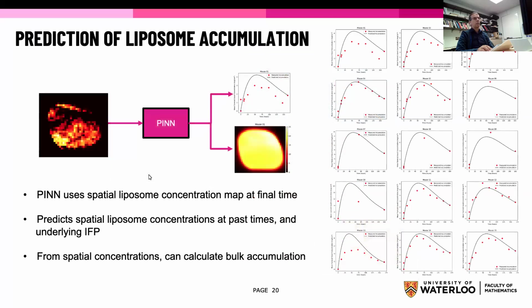Again, we applied PINS. PINS uses spatial liposome concentration maps at the final time to predict the spatial concentration at earlier times and the underlying IFP. From these spatial concentrations, we can calculate the bulk accumulation of liposomes, which provides insight into drug delivery efficacy.